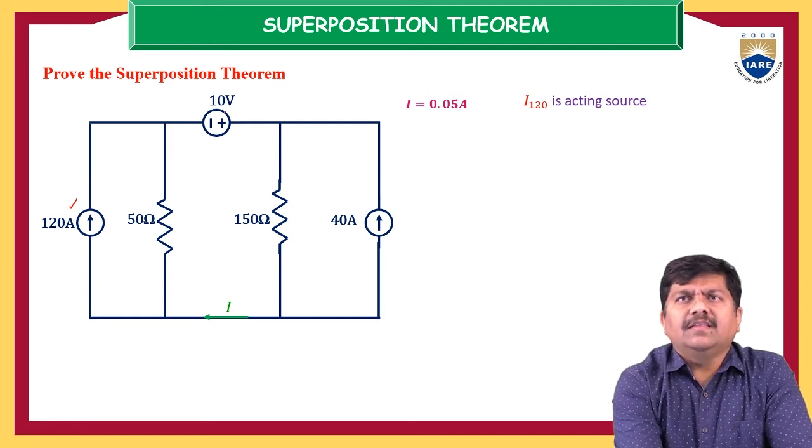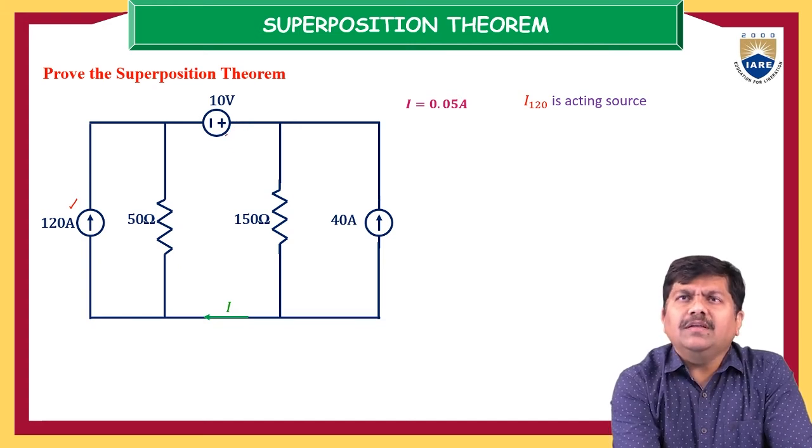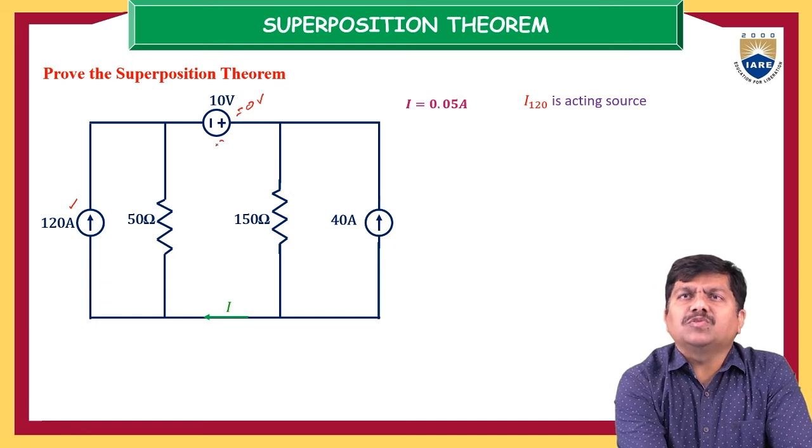Inactive in the sense, this 10 volts should not have any impact on the rest of the elements. So how can we do that? We are not going to see the response or effect of this 10 volts in the remaining circuit, which means you have to make this 0 volts. Now 0 volts means we are short circuiting this 10 volt source. So you have to short circuit this 10 volt source by making a solid short circuit across the minus and plus terminals.